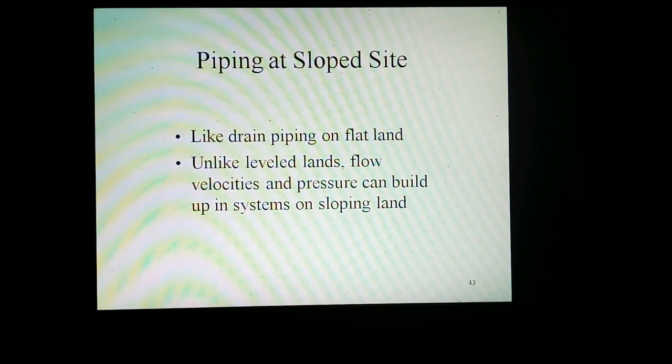Piping at sloped site. This is like drain piping on flat land. Unlike level lands, flow velocities and pressure can build up in systems on sloping land. This can pose substantial hazards to the system and to the land. Pipes with thermal expansion bellows. All pipes and vessels expand and contract in direct proportion to a temperature change. Whenever pipes are routed across structural movement joints in buildings, roads, bridges, etc., they will be subjected to displacements.